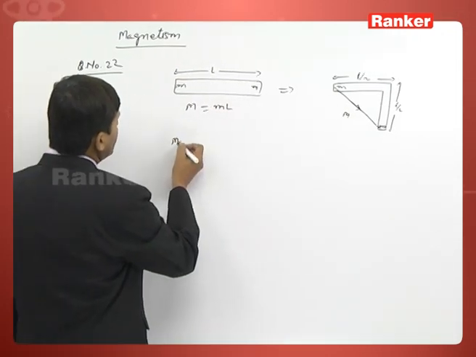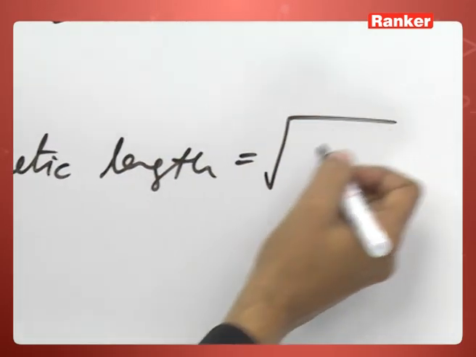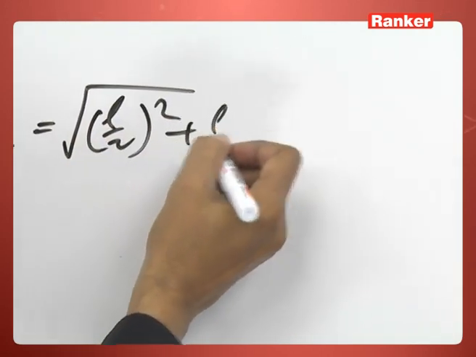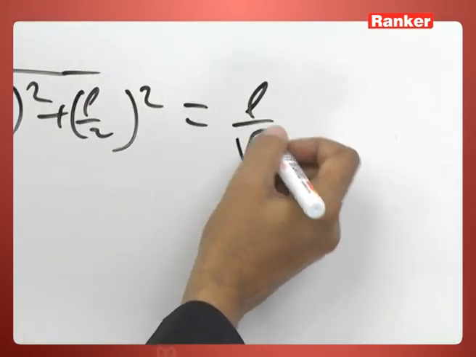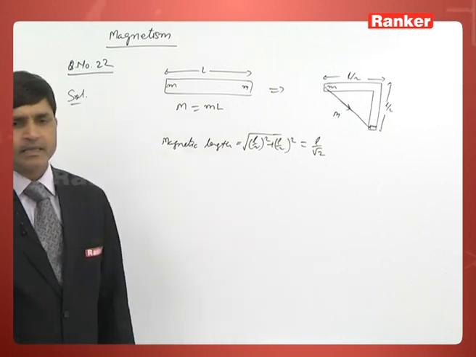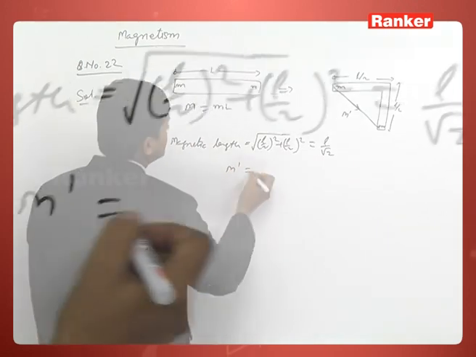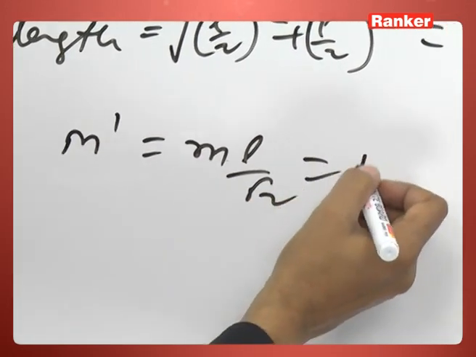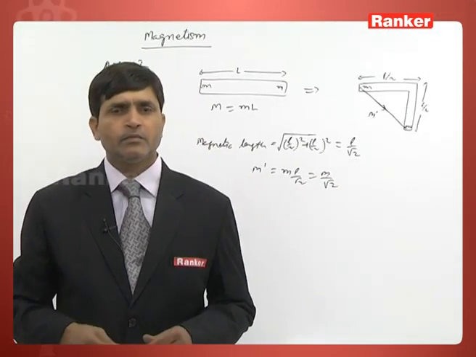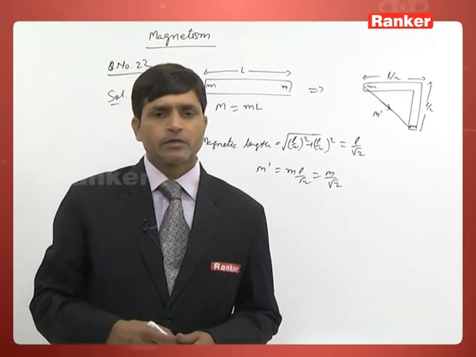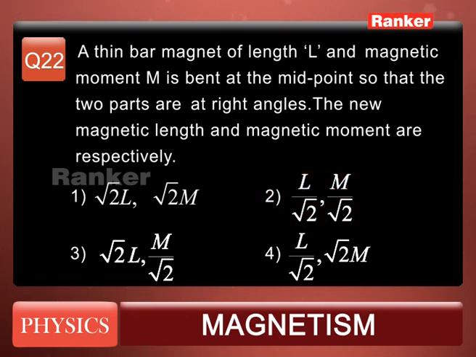So the magnetic length now becomes the square root of L by 2 whole square plus L by 2 whole square, which is L by root 2. This is the magnetic length. And the new magnetic moment M dash is m into L by root 2, so this is M by root 2. So the magnetic length will be L by root 2, and the magnetic moment will be M by root 2. So option number 2 is the correct option.